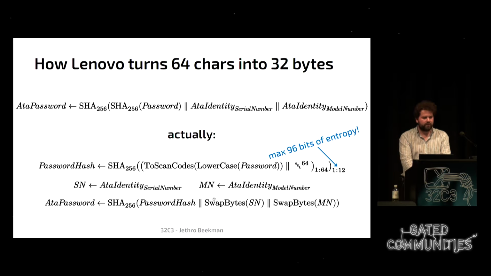Okay, then again, this part of the hash is concatenated with the serial number and the model number, except the bytes are swapped. I really can't figure out why the bytes are swapped here, but it probably has something to do with the fact that the ATA protocol uses 16-bit words, while these model number and serial number are 8-bit character streams.